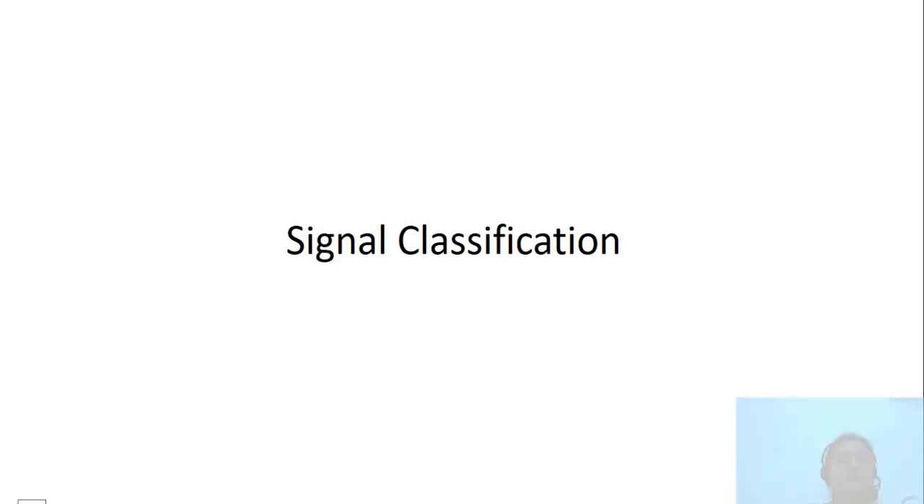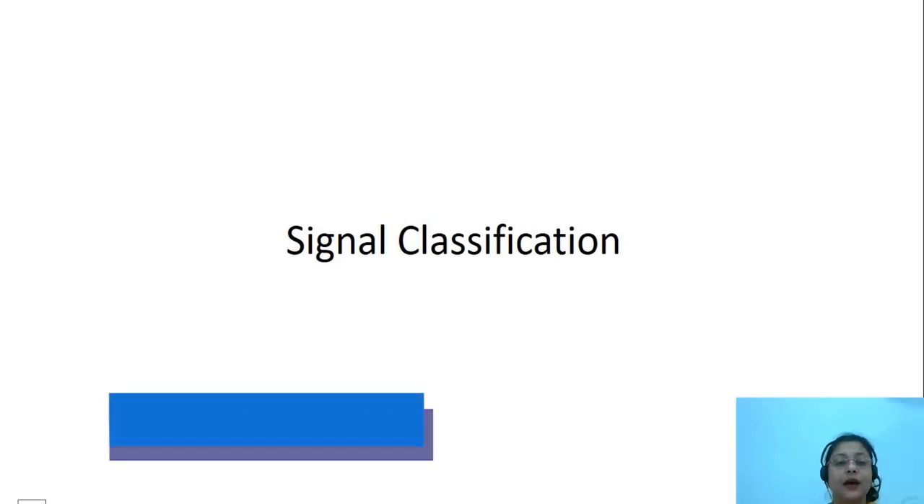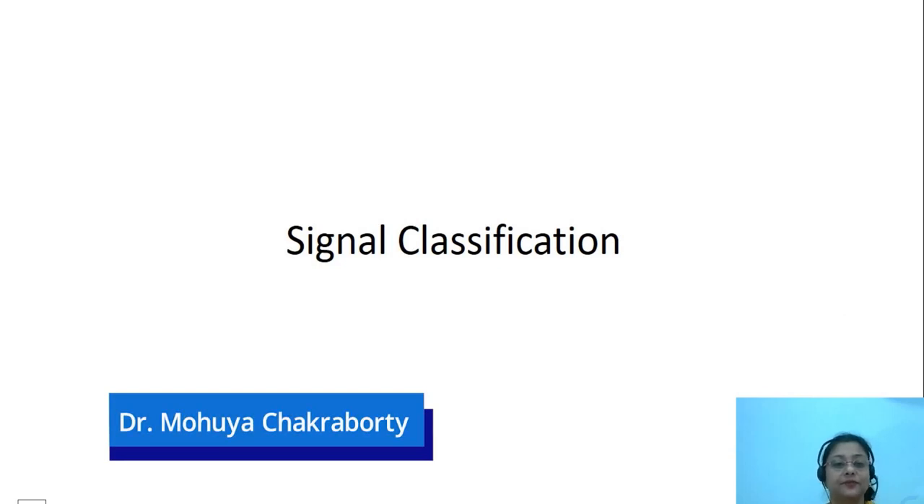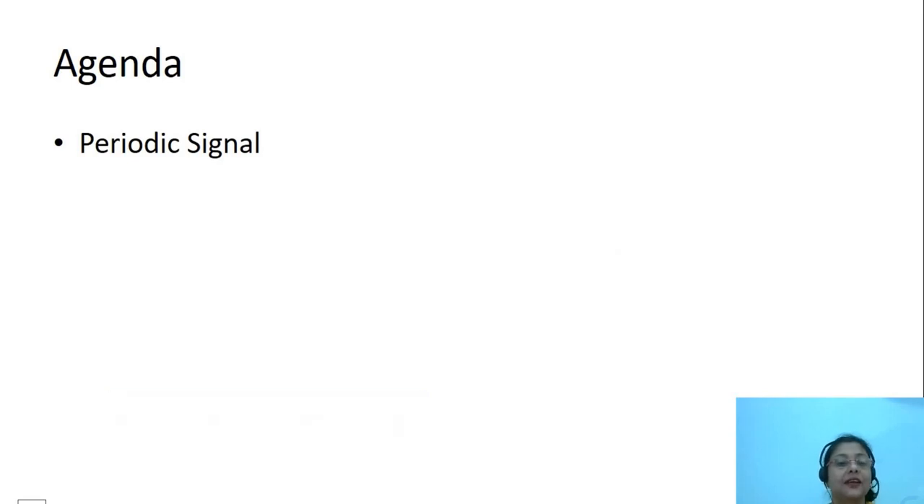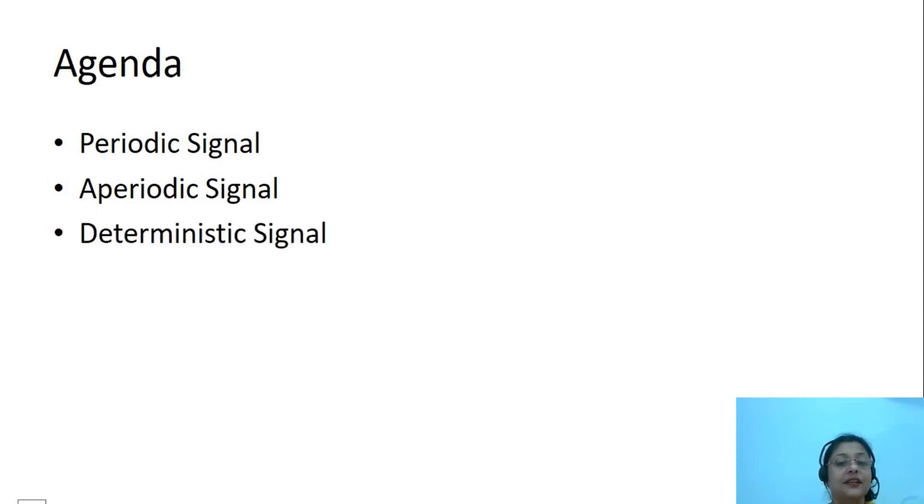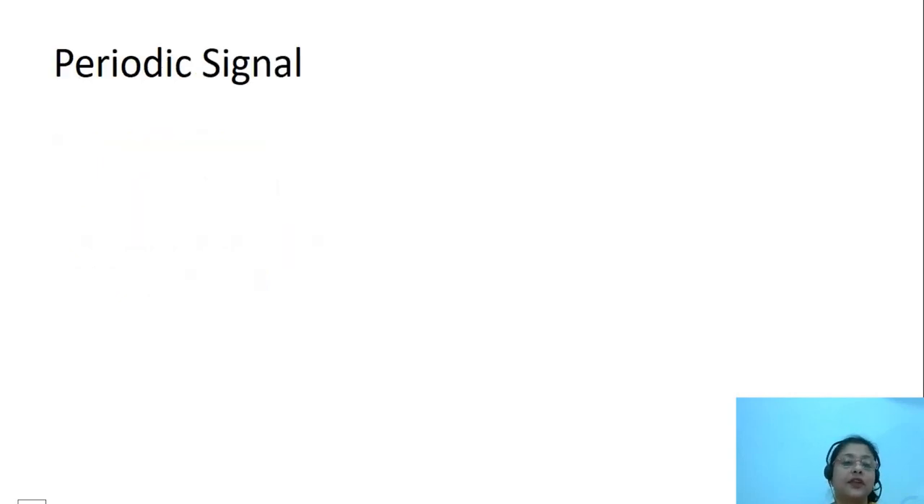Hello, welcome back. In this lesson, we are going to learn about signal classification. So let's look at the agenda. We will be learning about periodic signal, then aperiodic signal or non-periodic signal, after that deterministic signal, and then random signal. So let's start. What is a periodic signal?